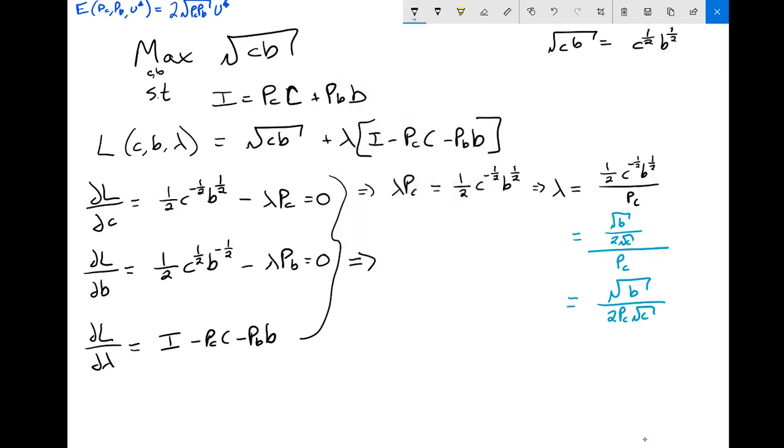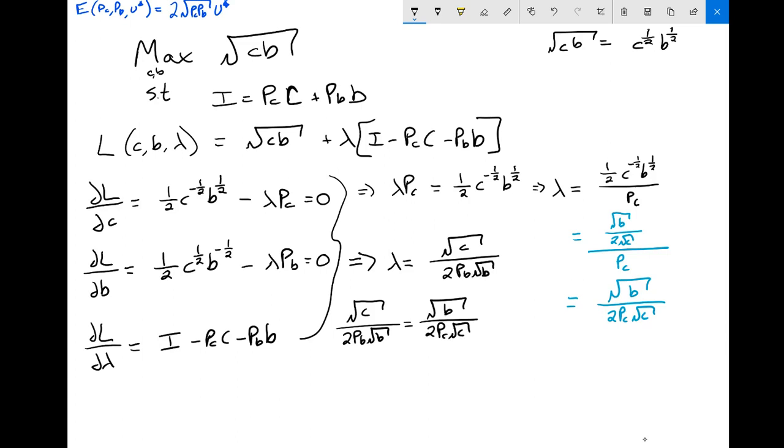For the sake of time, I'm going to do that same procedure here to isolate lambda. From this equation, lambda will be equal to the square root of c divided by 2 times pb. So just the inverse of this. All right. Now again, I'm going to take these two, set them equal to each other, and solve them for c, just like I did before, using the same strategy.